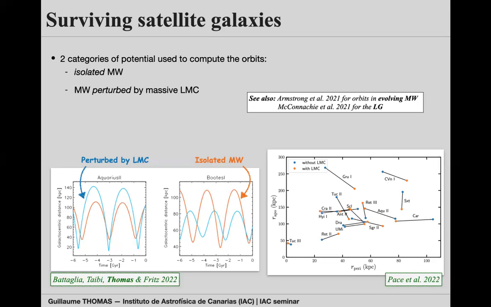Another way to see that is the difference between the case without the LMC and with the LMC in this pericenter-apocenter diagram. Here the colors are inverted. And you can clearly see that for some galaxies, the difference is really minor, but for some of them, the difference is extremely important.